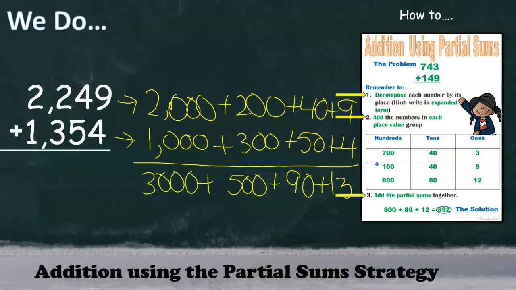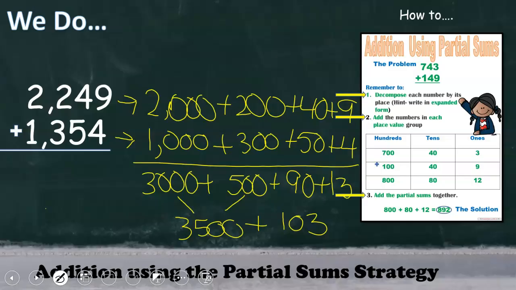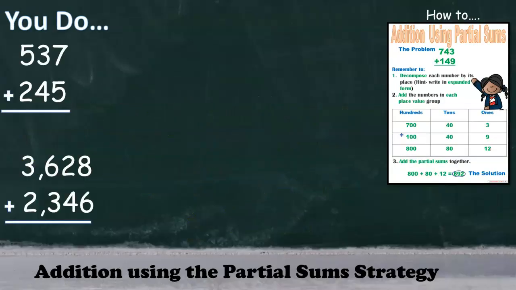Moving on to our final step, we're going to add the partial sums together. Since I have 4 partial sums, I'm just going to group them 2 at a time for easier mental math computation. So 3,000 plus 500 is 3,500, and then we can also add 90 plus 13, which gives us 103. Adding those 2 together, we get a sum of 3,603.